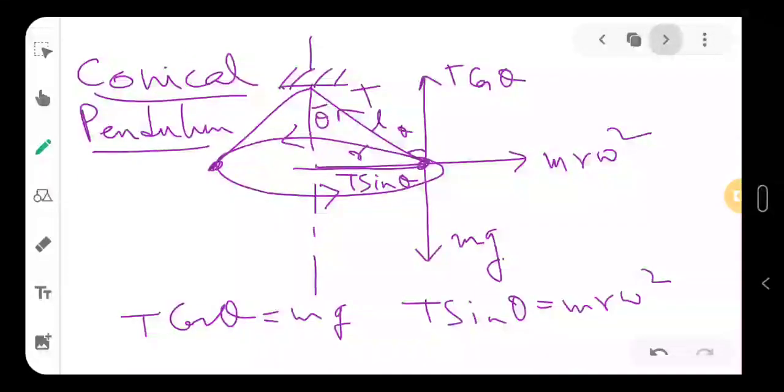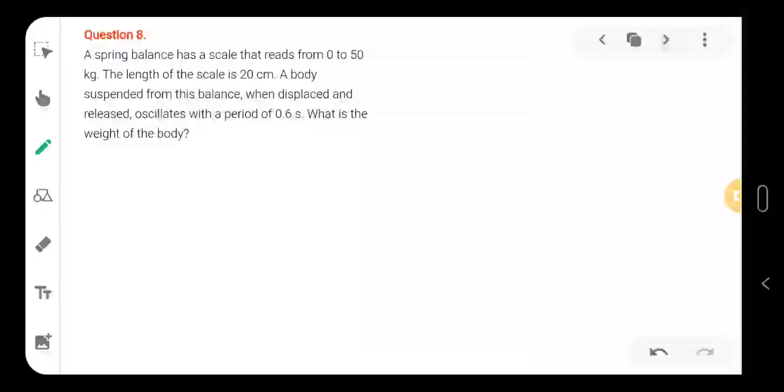Okay, we are going to the next question here. Let's say this one. A spring balance has a scale that reads from 0 to 50. That means 0 to 50 kg. That means the maximum force it can handle is 50 into g. And the length of the scale is 20 centimeters. So that means the maximum indication will be at 20 centimeters. That means the total maximum displacement will be 20 centimeters.